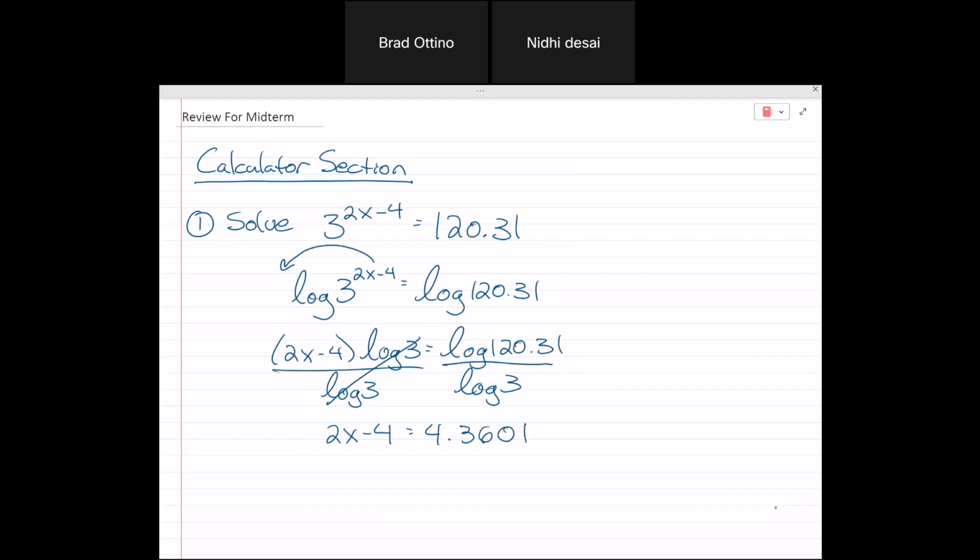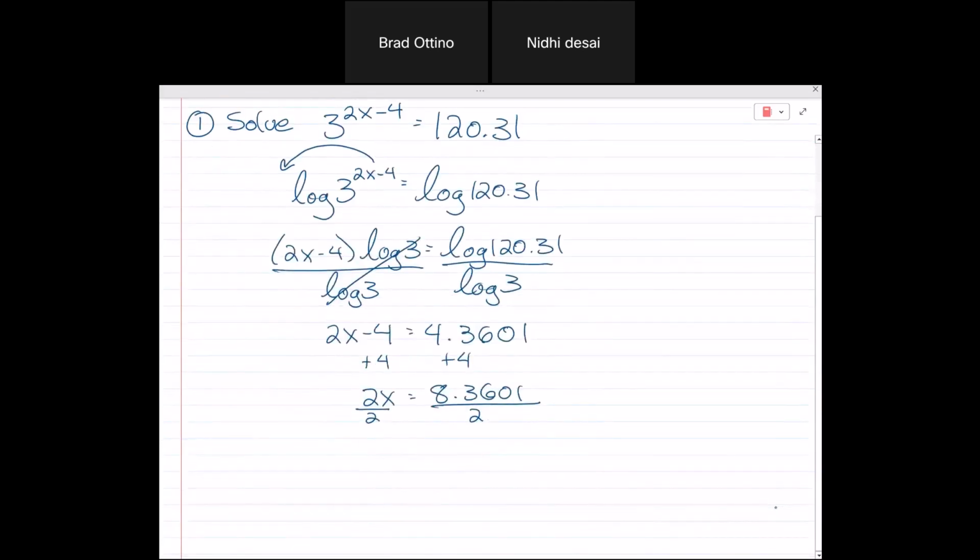And then to finish, if we add 4 and then divide by 2, I'm getting x is equal to 4.1801. And that would be the answer here.